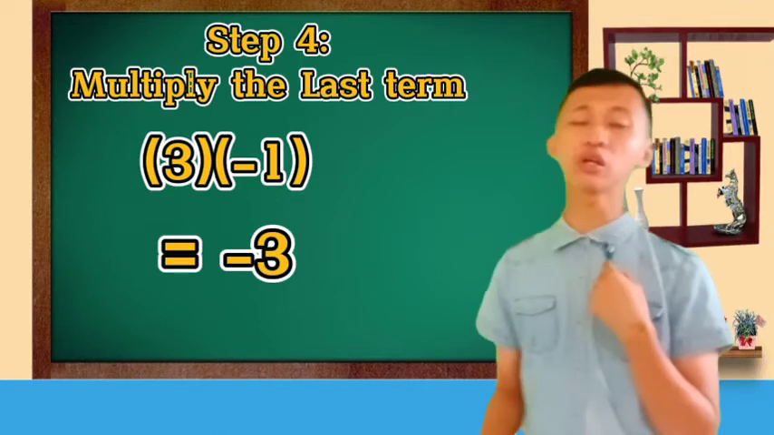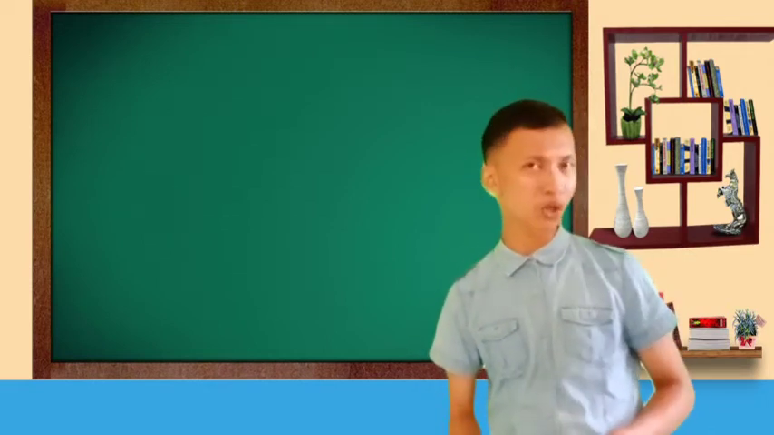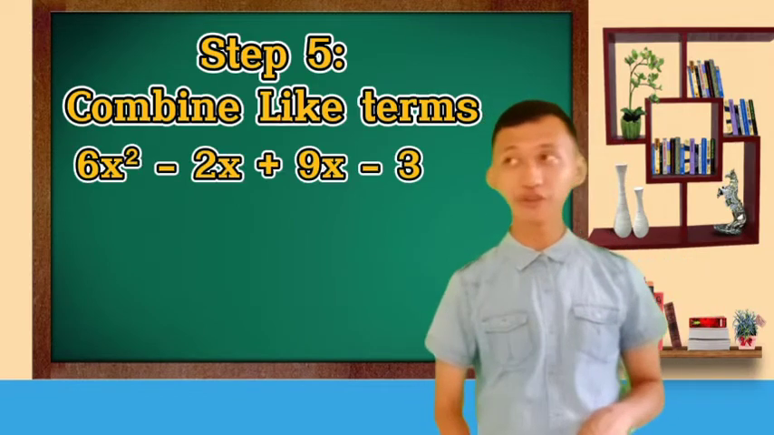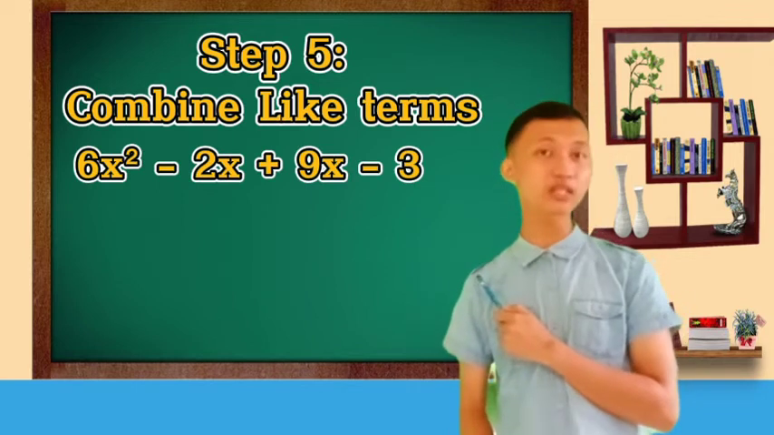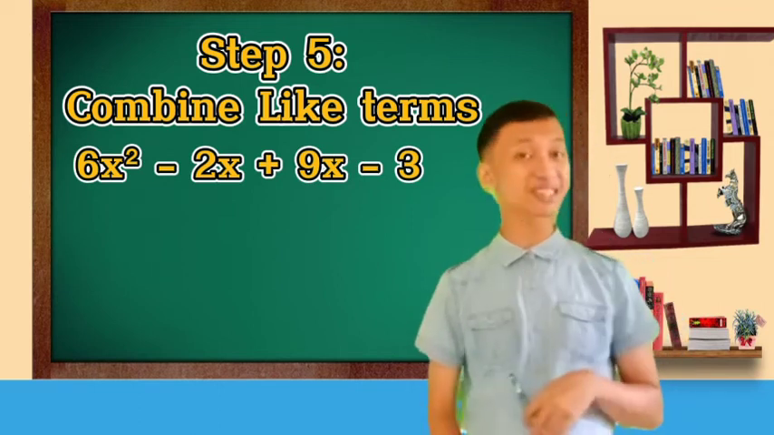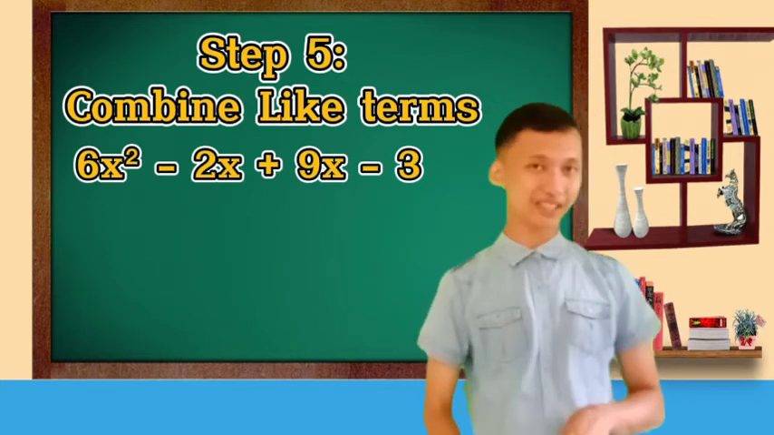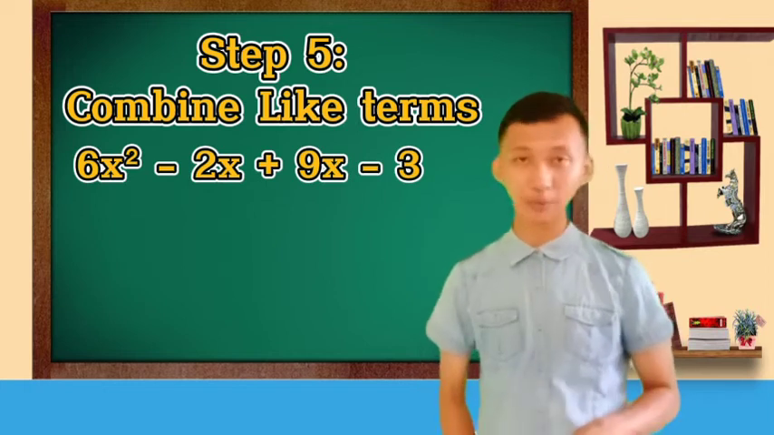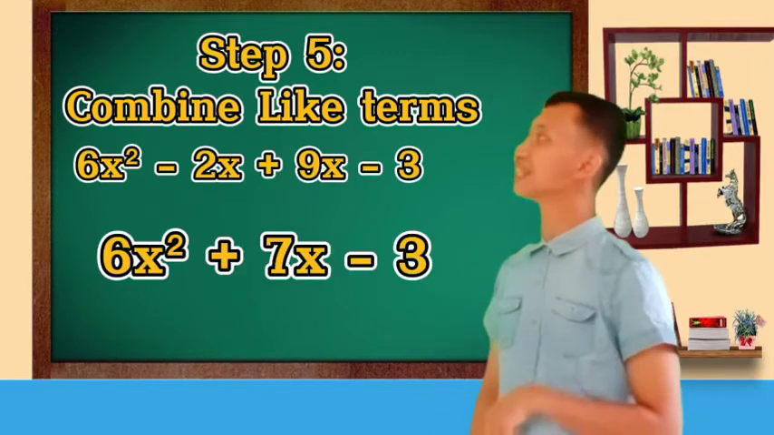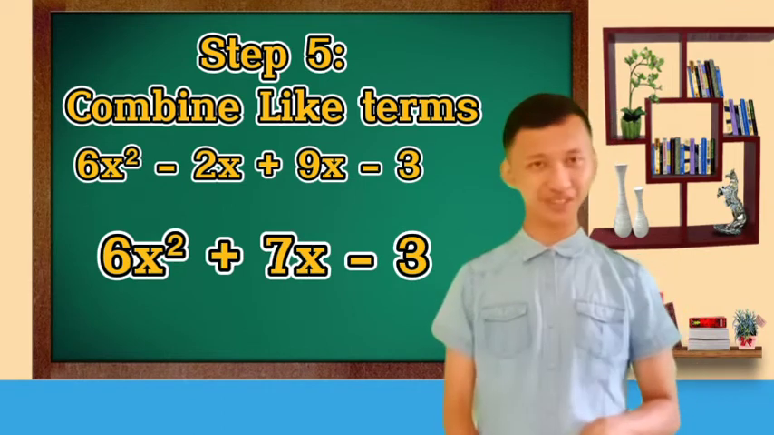So, after we do those steps, we are going to combine like terms. So, what are the like terms in our answer? Very good. So, our like terms here are negative 2x and 9x. So, negative 2x plus 9x equals, very good, 7x. So, if we apply the last step, which is to combine the like terms, our final answer would be 6x squared plus 7x minus 3.